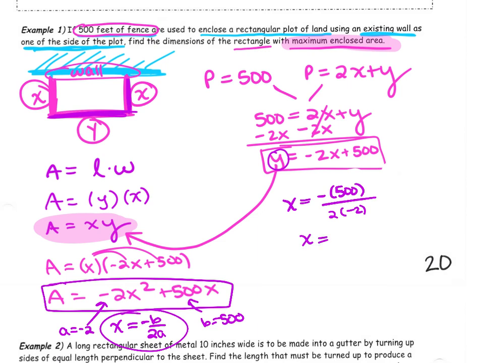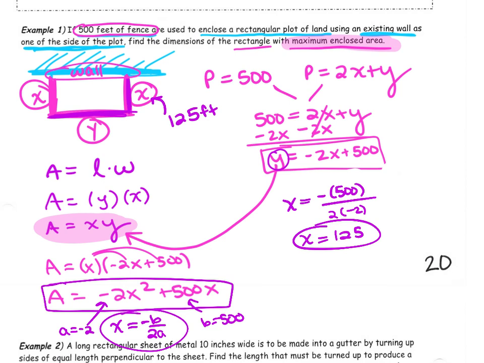And you guys have calculators. 500 divided by 4. Well, it's really negative 500 over negative 4, which is a positive value of 125. So we just found x to be 125. Now, my picture is obviously not drawn to scale. Okay, or maybe it is. I don't know. So that's 125 feet.